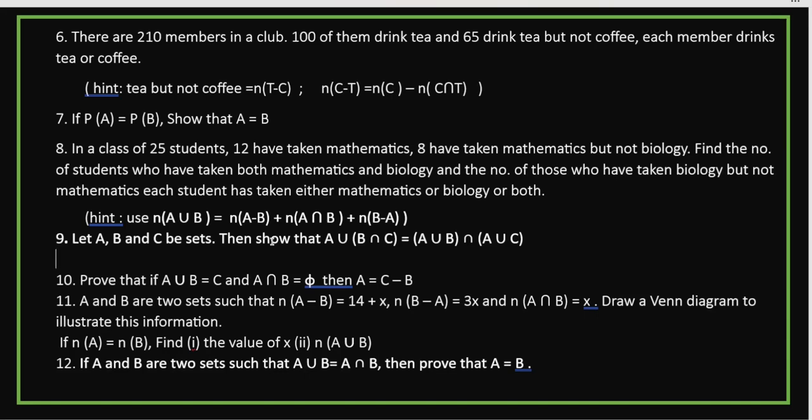Let A, B, C be three sets, then show that A union (B intersection C) equals (A union B) intersection (A union C). That means union distributes over intersection. This is the distributivity law, and you can prove this by proving each side is a subset of the other.